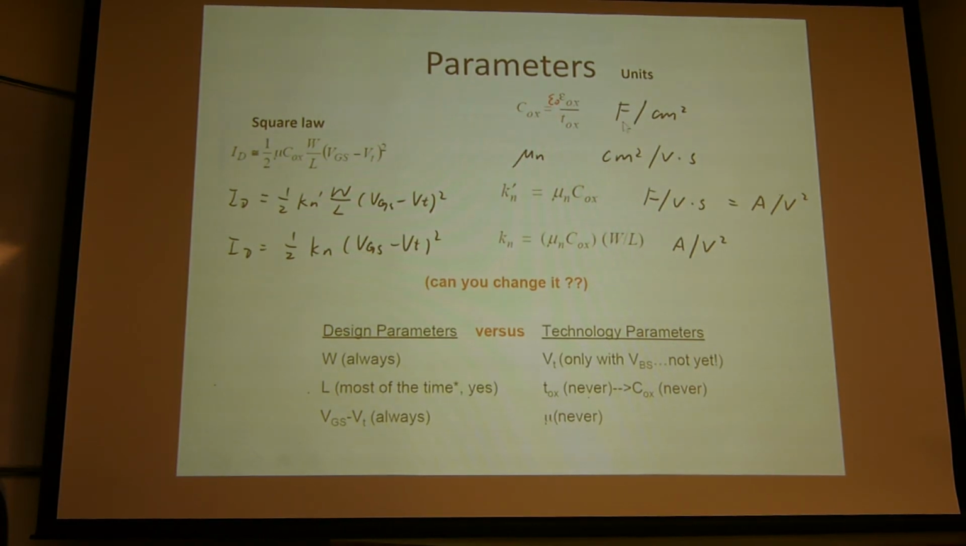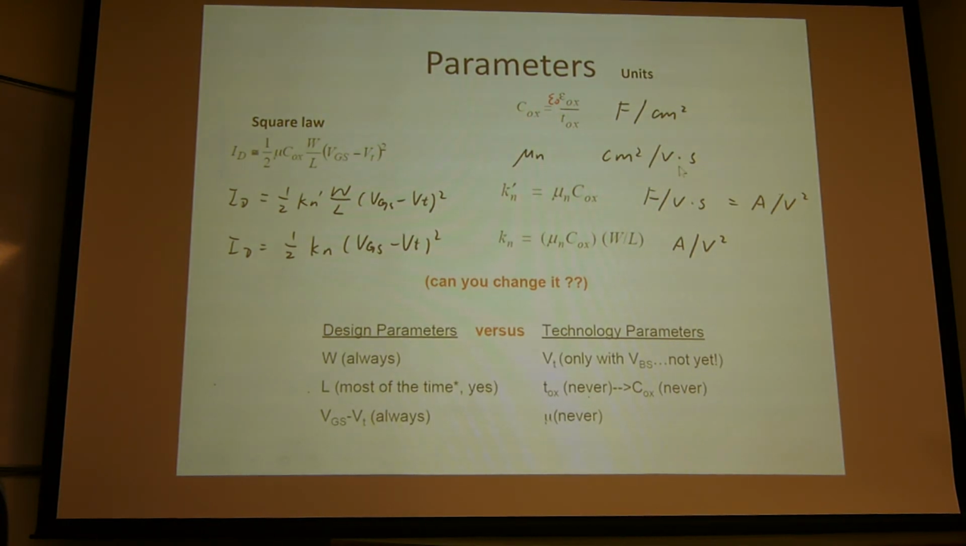So the unit will be this Farad over, let's say, centimeter square, because capacitance has the unit Farad, and then divided by the unit area, centimeter square. We always use centimeter here for the distance, for the length. And then mu is the mobility. We have seen this before. And the unit of the mobility will be centimeter square divided by volts.